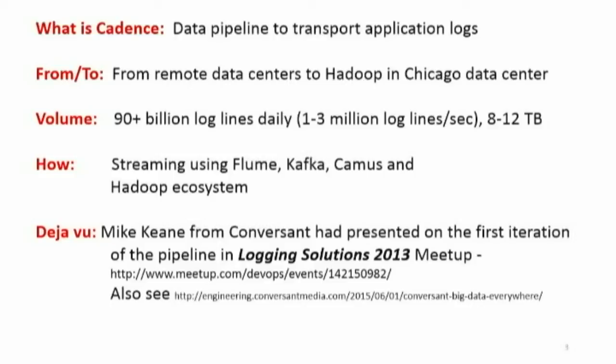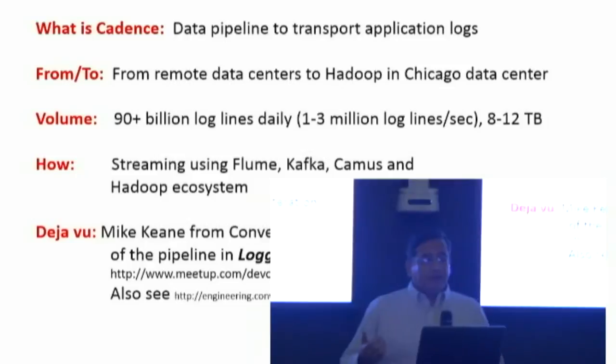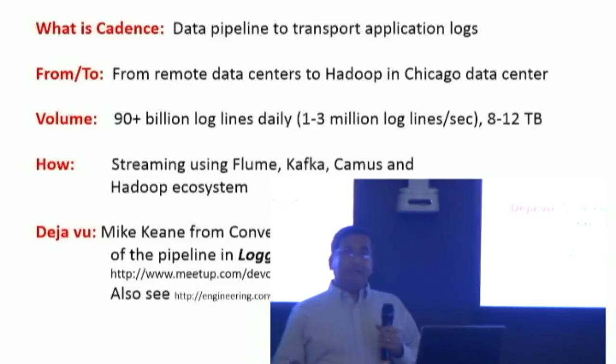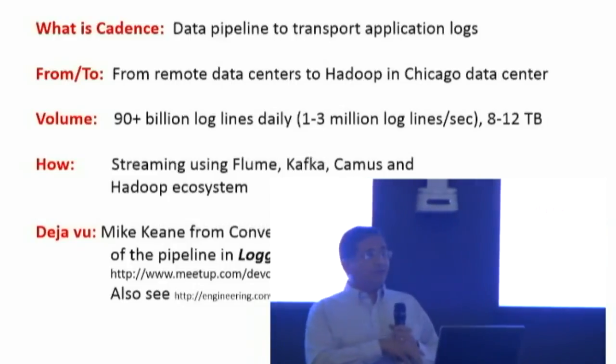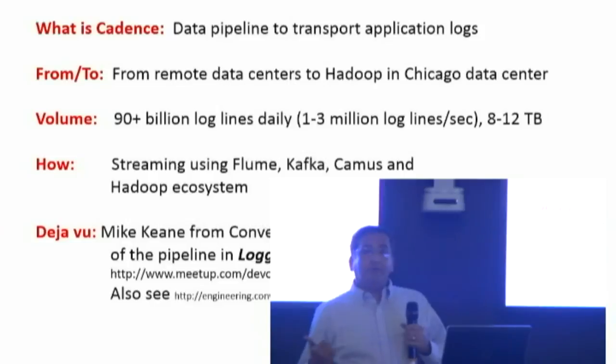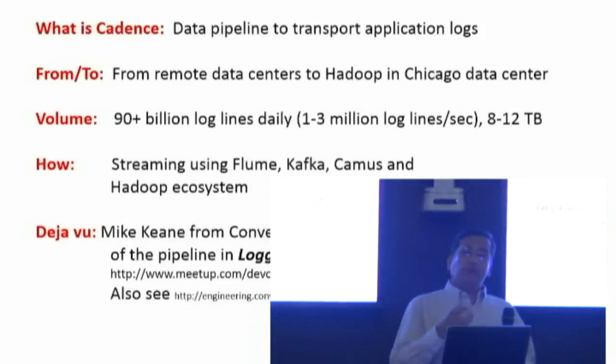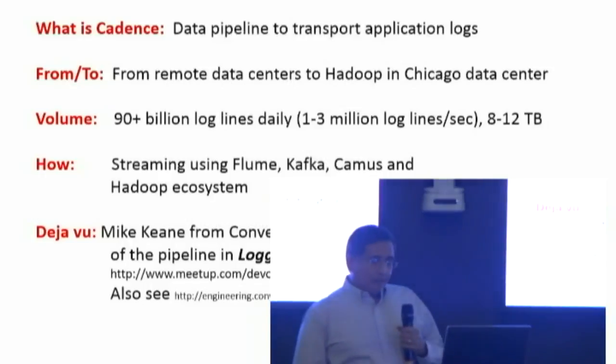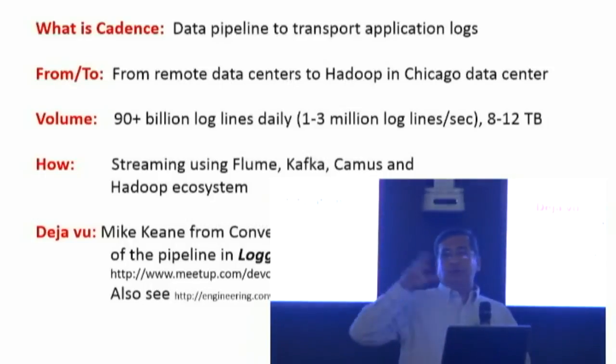Okay. So what am I going to talk about? It's about a data pipeline that we have today. We call it Cadence. It is used to transport application log data from our remote data centers. We have 4 data centers: one on the East Coast, West Coast, Europe, and Chicago. We have applications running on those remote data centers, and we bring log files from there into Chicago with a volume of about 90 billion log lines a day. And we expect to grow more next year.